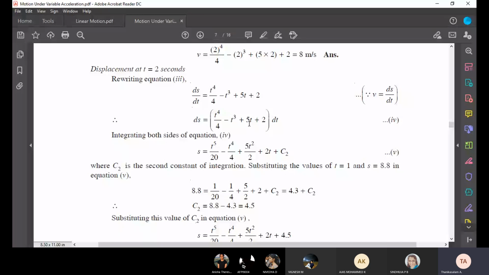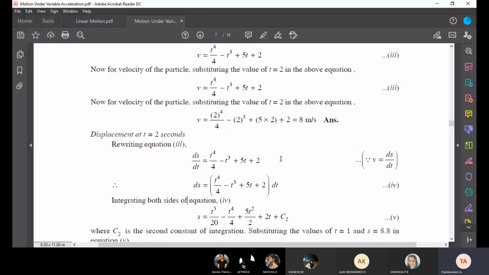5t squared by 2. What is the integration of 2? 2t. I told you, for any integration we have to add a constant. We already added one constant, C1, in the previous equation. So for the second integration I am adding a second constant, C2.